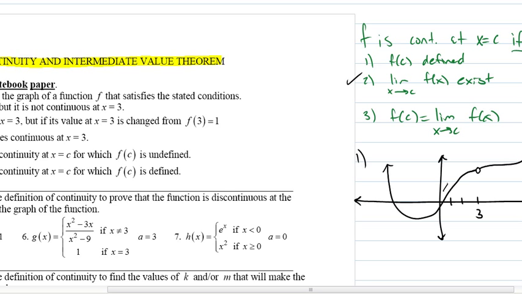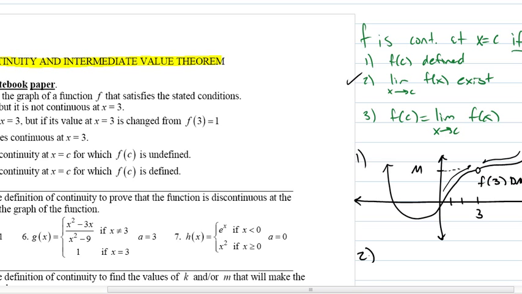I see that my limit exists because as I approach 3 from the left and from the right, I also approach some value. I don't know what it is, but the limit exists. But f of 3 does not exist since it's an open hole.